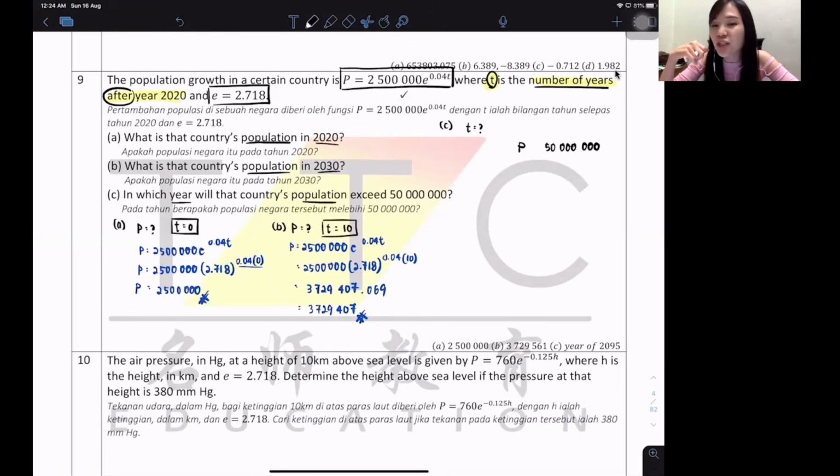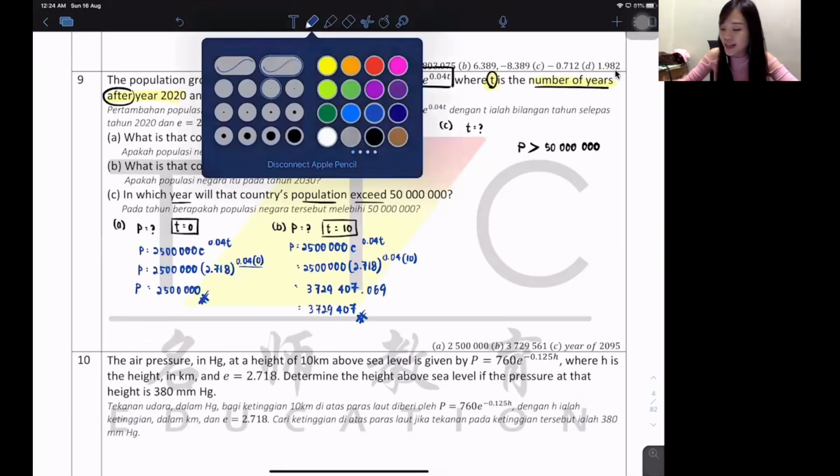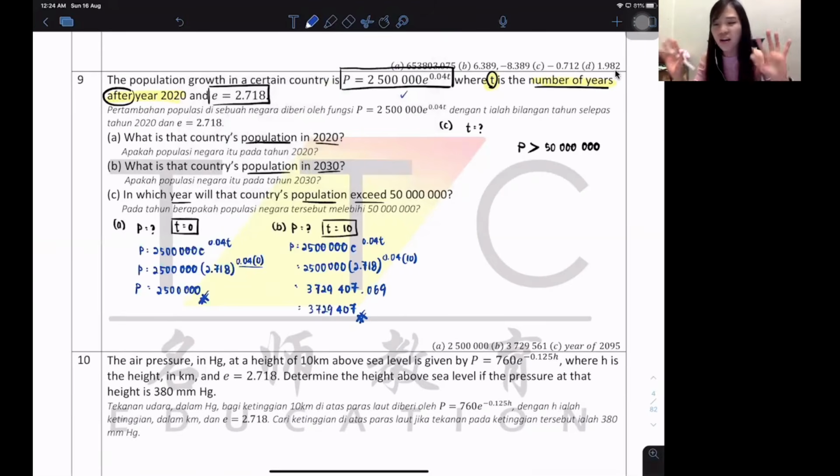So now the population, they say what? Is it equal to 50 million? No, they say exceed. Exceed means more than 50 million. Can? So again, guys, how do I find the T answer? The concept is the same. No matter what, I'm still doing the same country. Isn't it the same country, still the same equation?